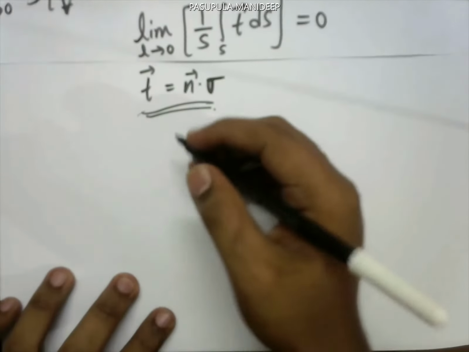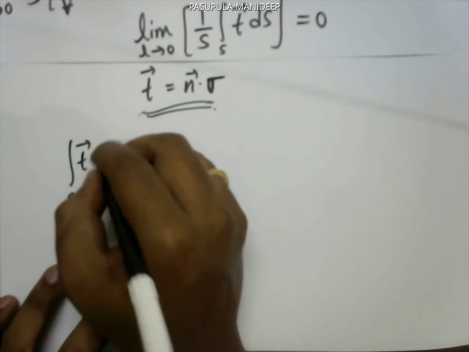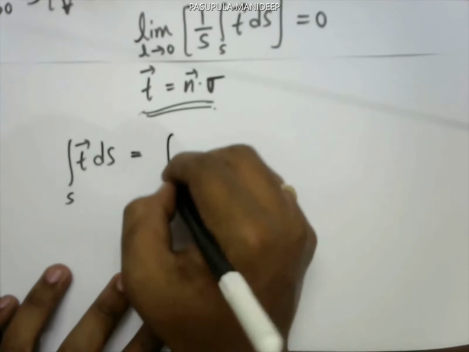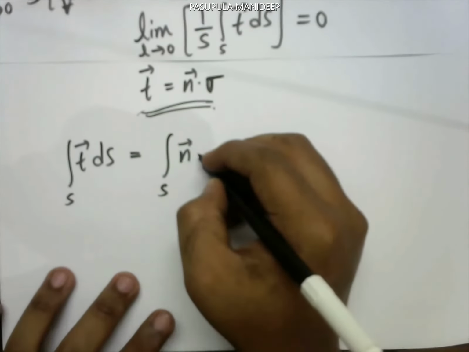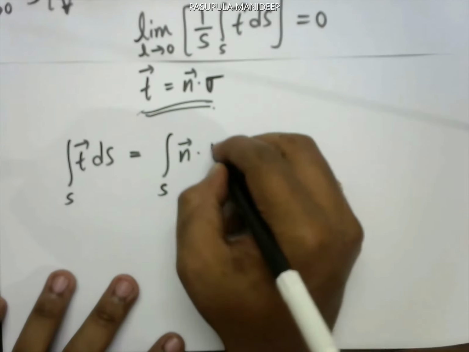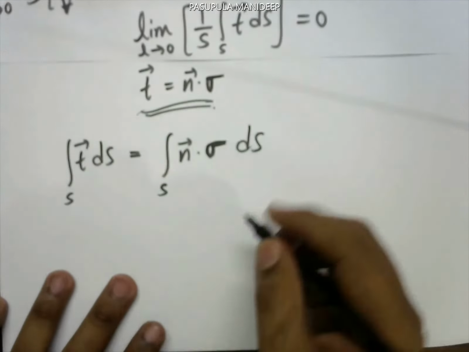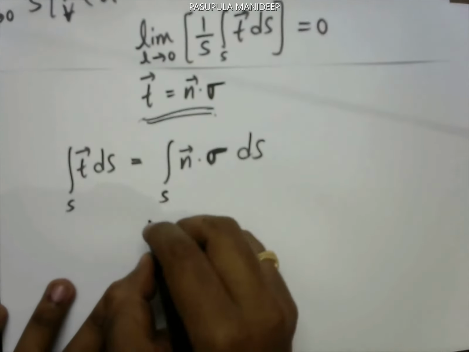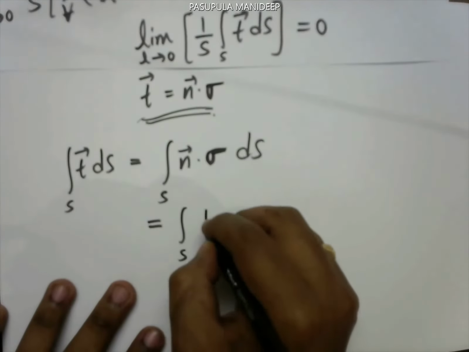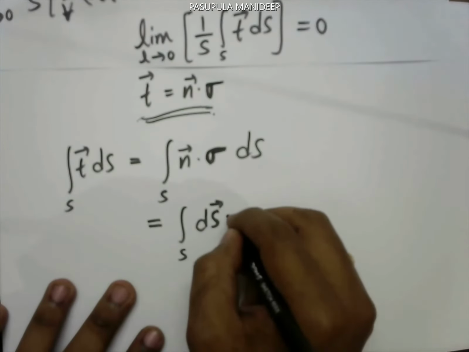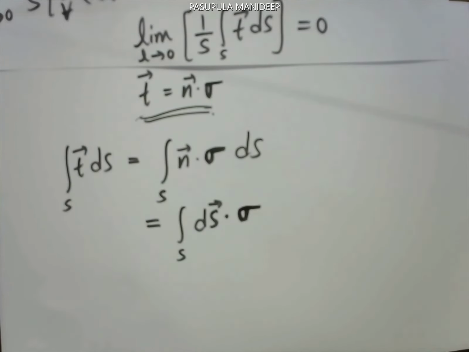Now, I can transform this integral into this. Like I substitute this equation into the integral, then the integral becomes this. So by reducing the expression, I can basically say that it is nothing but this, right?